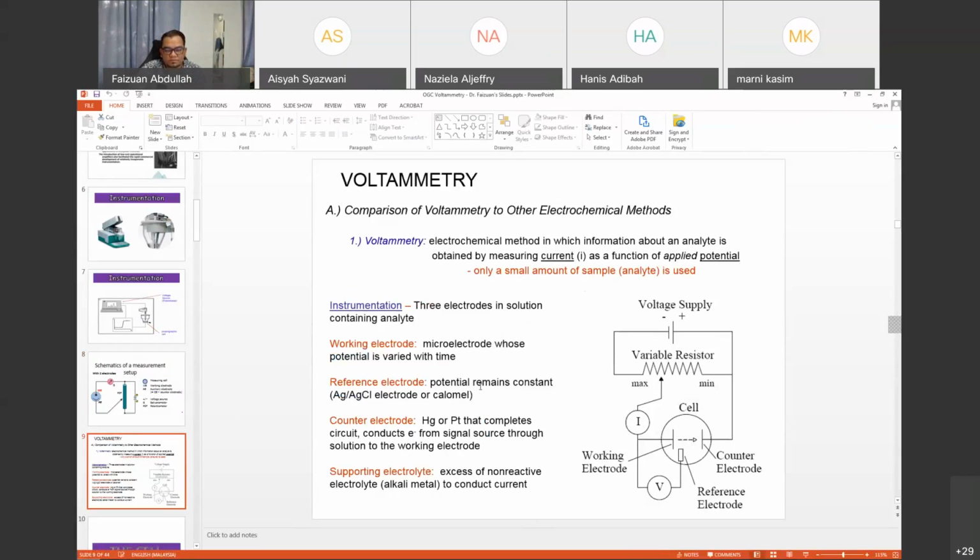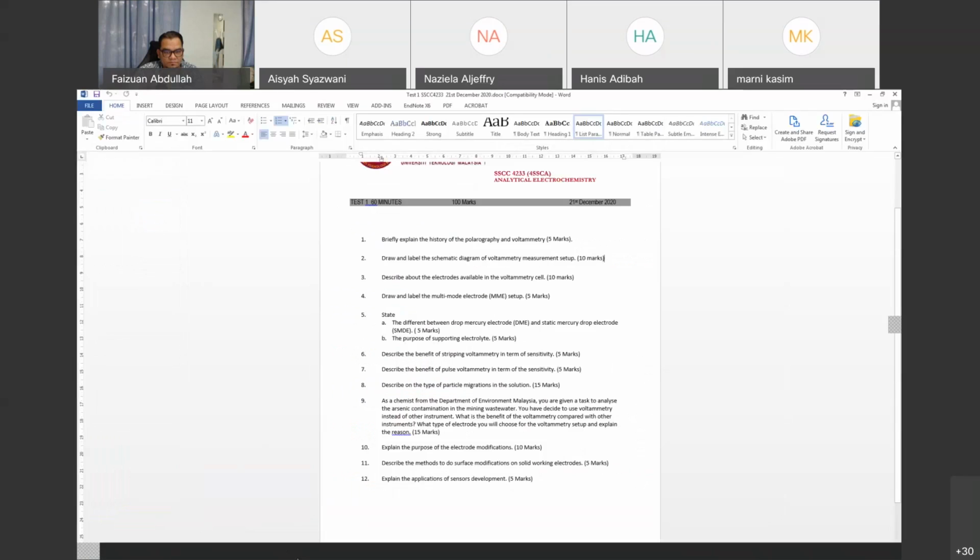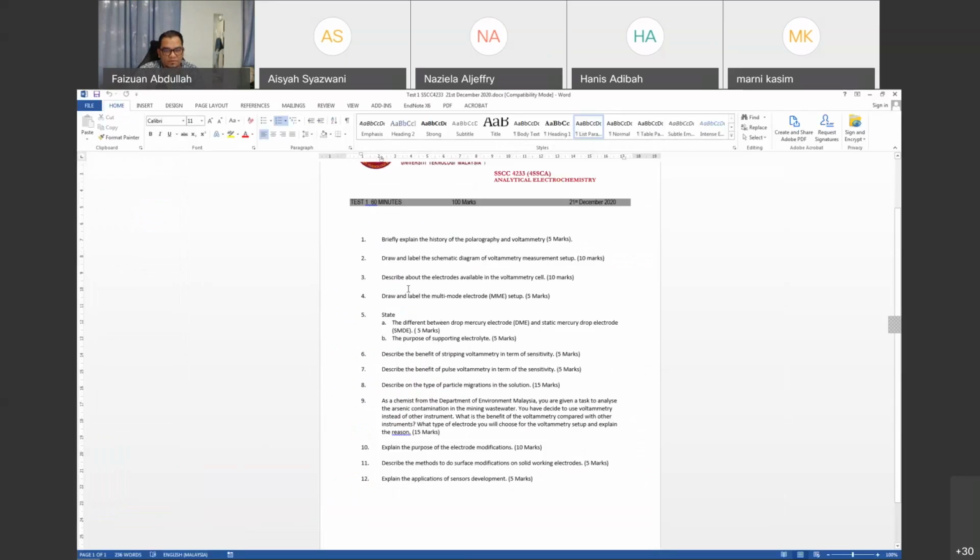Reference electrode ni untuk apa? Okay. Counter electrode ataupun dipanggil sebagai apa? Auxiliary electrode ni. Okay, sebagai apa? Biasanya material dia apa? Okay, so kalau explain detail tu, okay, describe about the electrodes, dapatlah 10 markah.